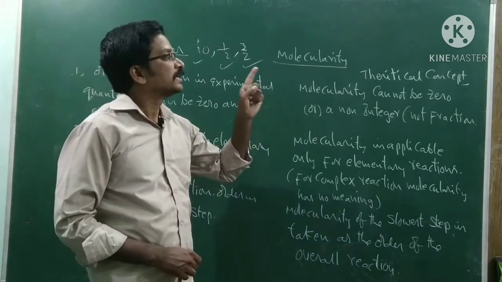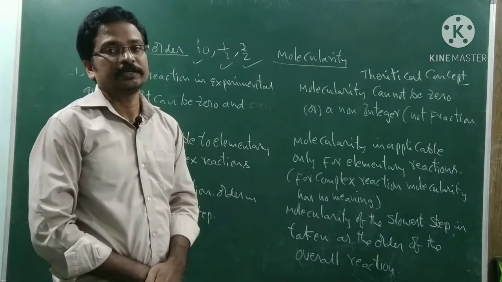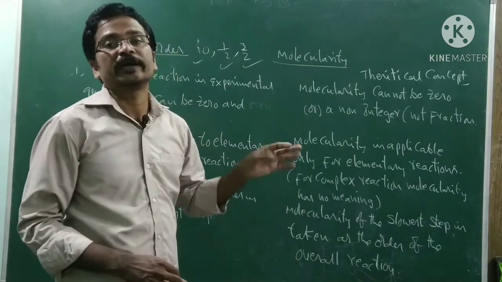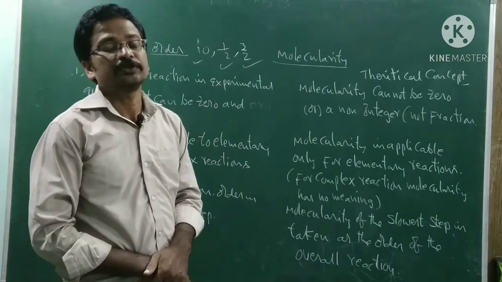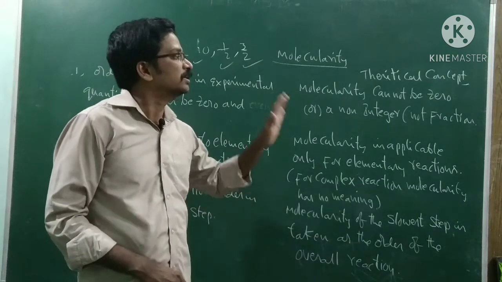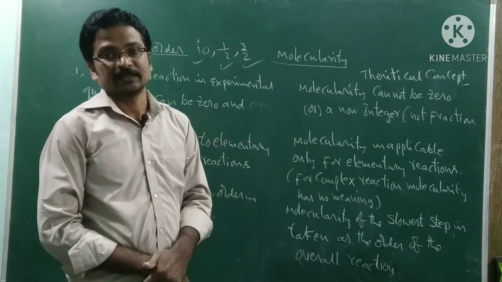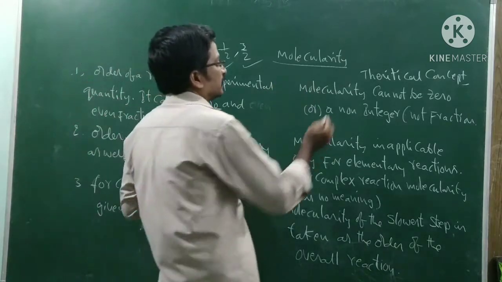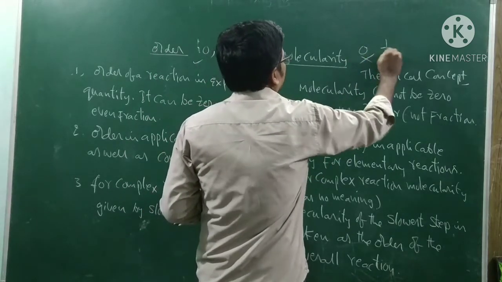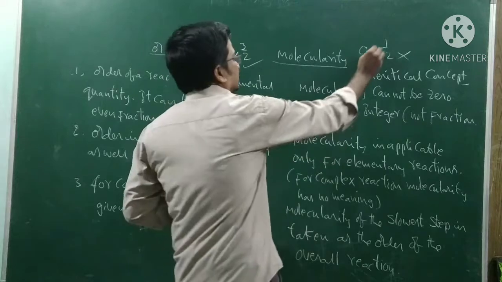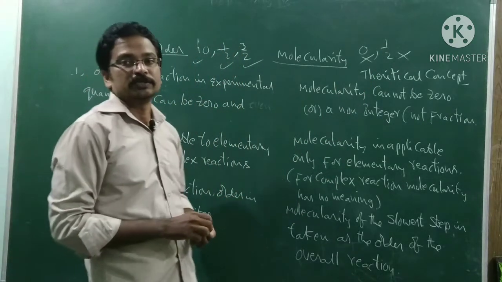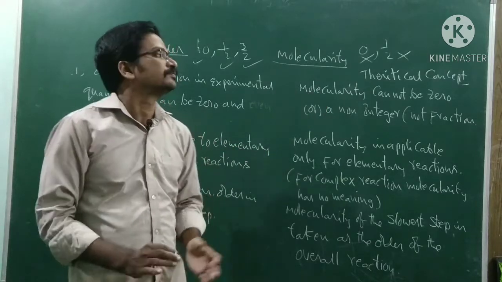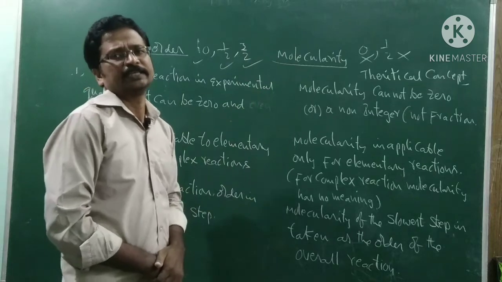Molecularity cannot be 0 and it is not a non-integer. It cannot be 0, and it cannot be a fraction. It can only be 1, 2, 3 like this. Only whole numbers are possible for molecularity. Zero is not possible and fraction values are not allowed, because it is a theoretical concept.